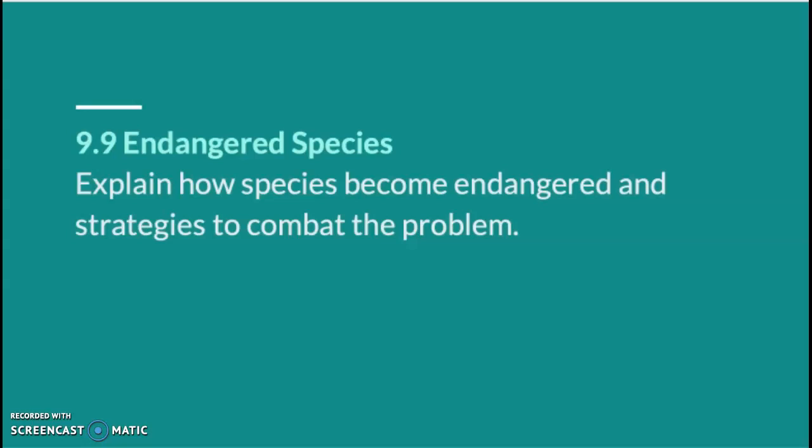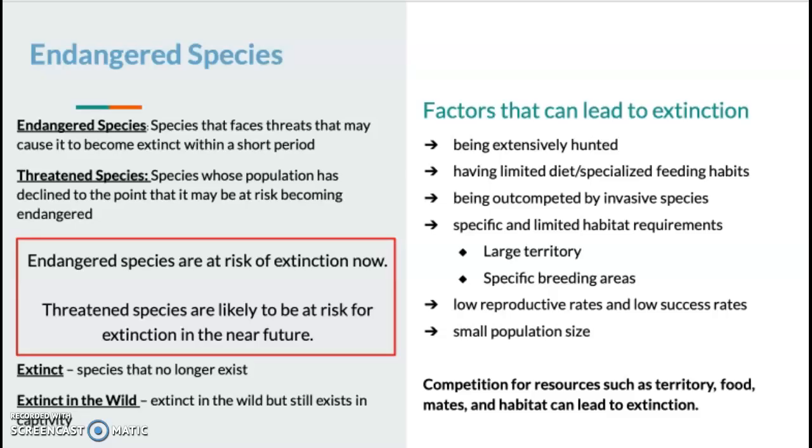Topic 9.9, Endangered Species. We should be able to explain how species become endangered and strategies to combat the problem. This topic is included in Unit 2 in our class setup. So what are endangered species? These are species that face threats that may cause them to become extinct within a short period of time.